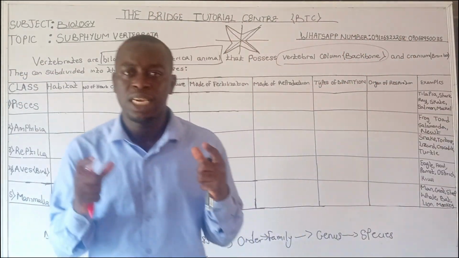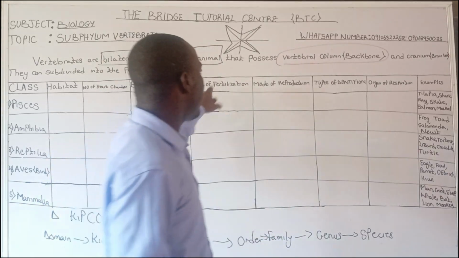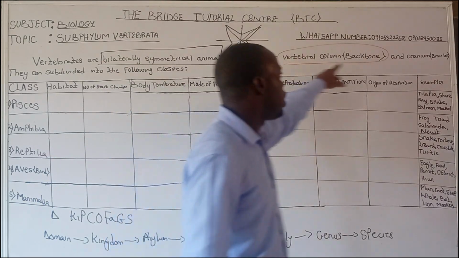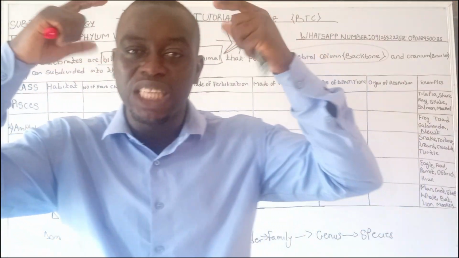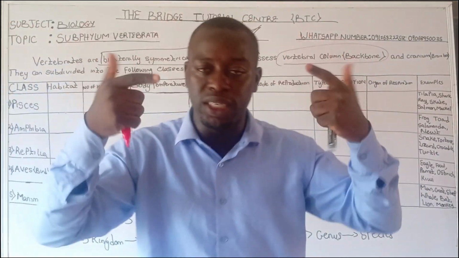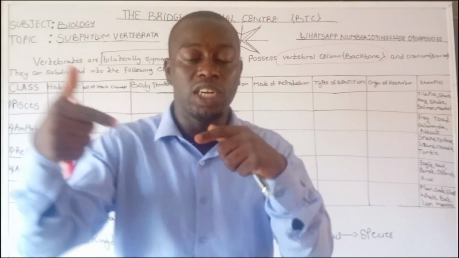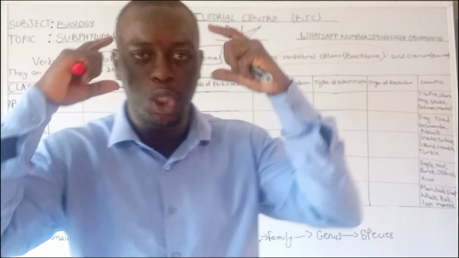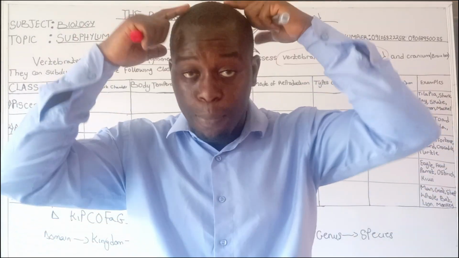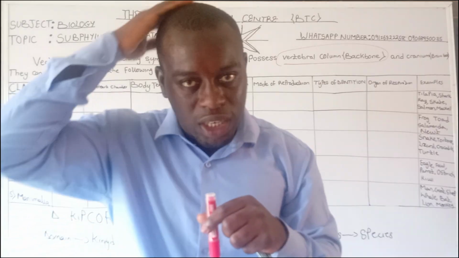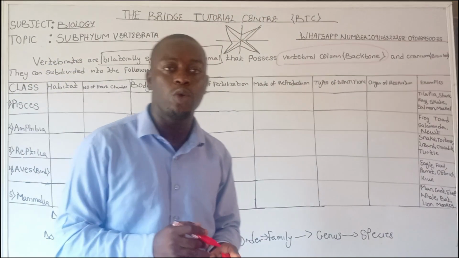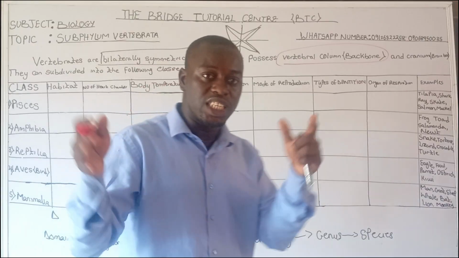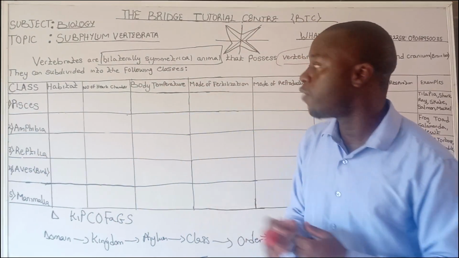Another special thing about vertebrates is that apart from having a vertebral column or backbone, they also have a cranium, which is also referred to as the brain box. That's the bone that protects the brain. Sometimes you can call it a part of the skull. The bone of the head is called the skull, but the one that specifically covers the brain is called the cranium, or if you like, the brain box, at least for O level.